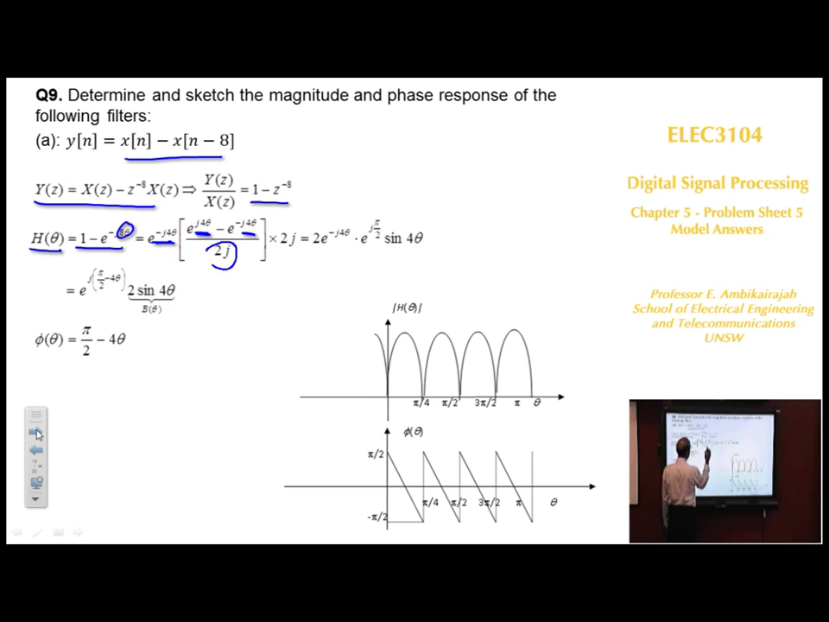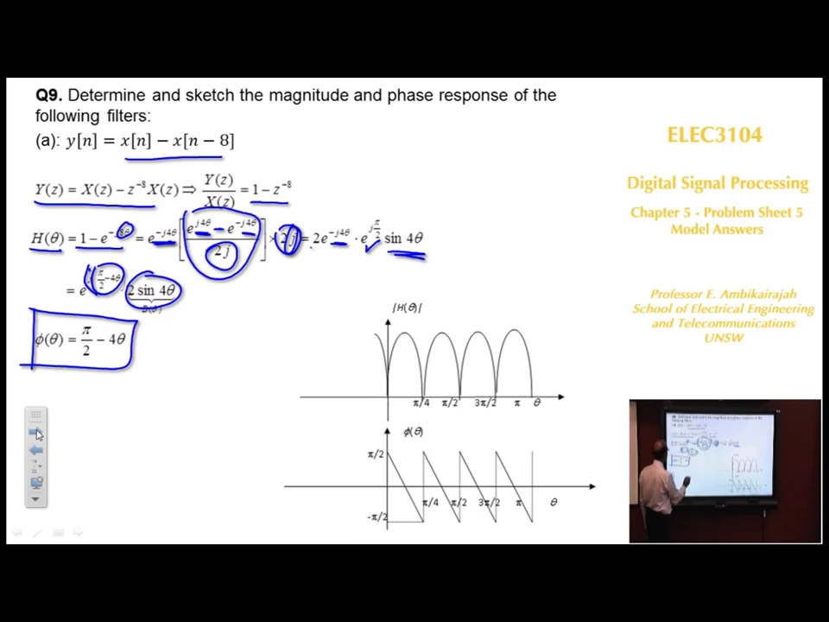Now you divide by 2j and 2j, because whenever you see a minus sign here, it's going to be sine. If it's a plus, you don't need to divide by 2j. You know, it's a cosine. So when you do that, this will become sine 4 theta, which is there. And this j becomes e to the j pi over 2, that's there. 2 will be there, and e to the minus j is there. That one. So if you combine them, that's your phase part, that's your magnitude part. So phase is pi over 2 minus 4 theta. Magnitude H(theta) equal to 2 sine 4 theta.